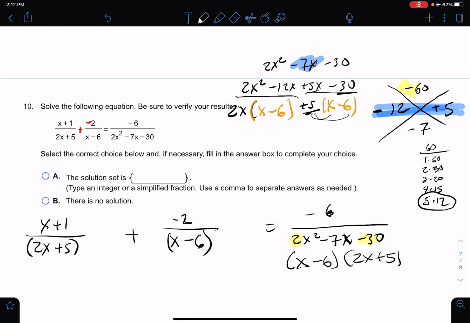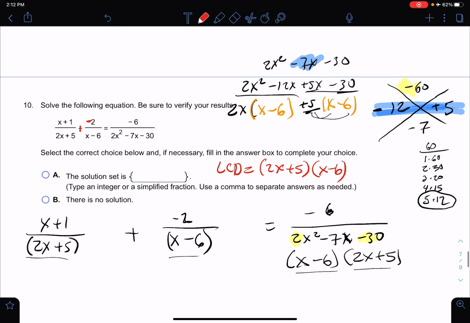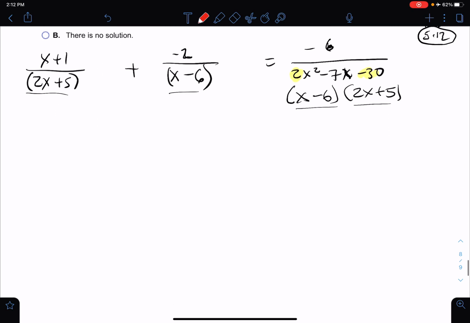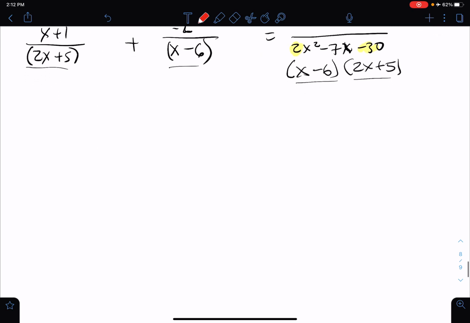Huh, was that guy right? Let's see, 2x plus 5, 2x plus 5, x minus 6. Yeah, it was the same. Okay, anyhow, we need to find the LCD. Now, the LCD is going to be the quantity 2x plus 5 times the quantity x minus 6. So we multiply each term by that. And also, I think we better do this before we forget.